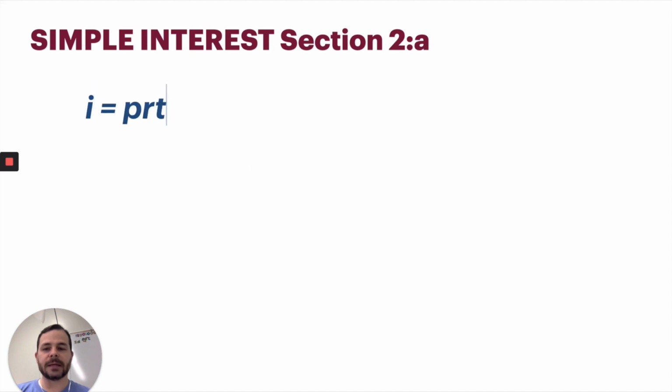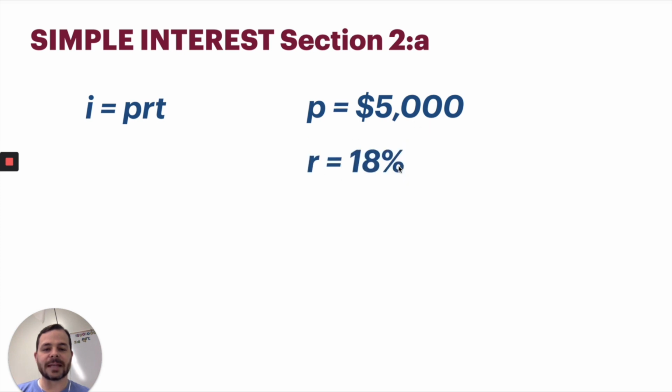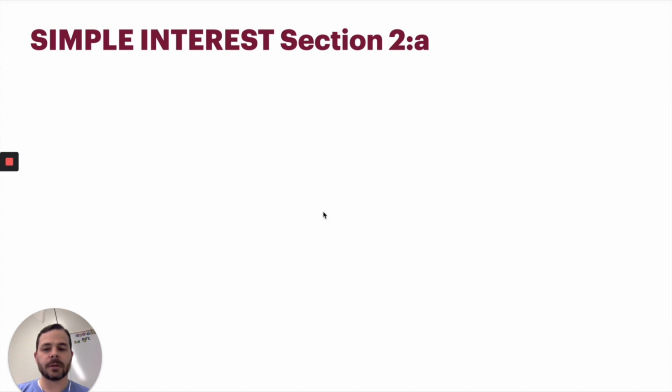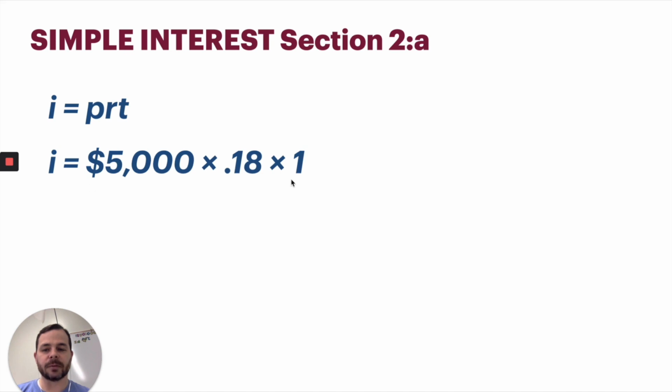For section 2A, you're going to see this. We need to put our formula, I equals PRT, and you'll see that the principal is $5,000, the rate of interest is 18%, and the time is 1 year. So I have my formula again, and I'm going to substitute all my numbers into my formula. The principal is 5,000, my rate is 0.18. I change my 18% into a decimal.